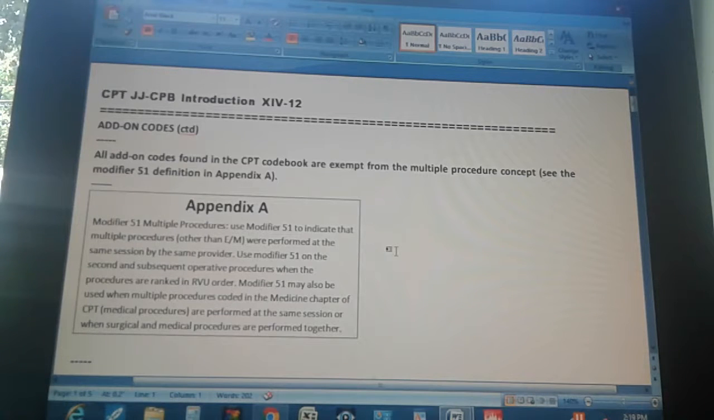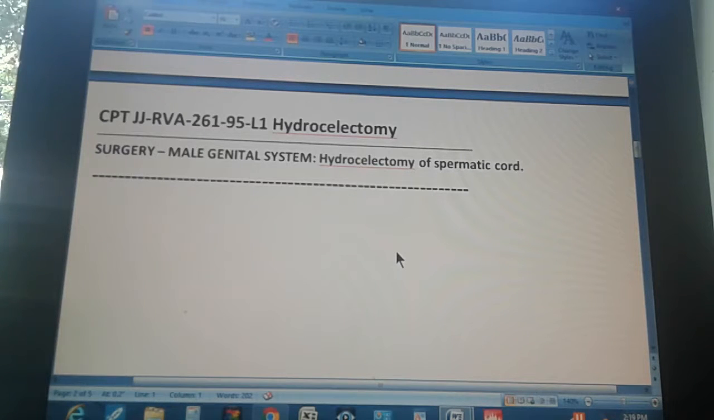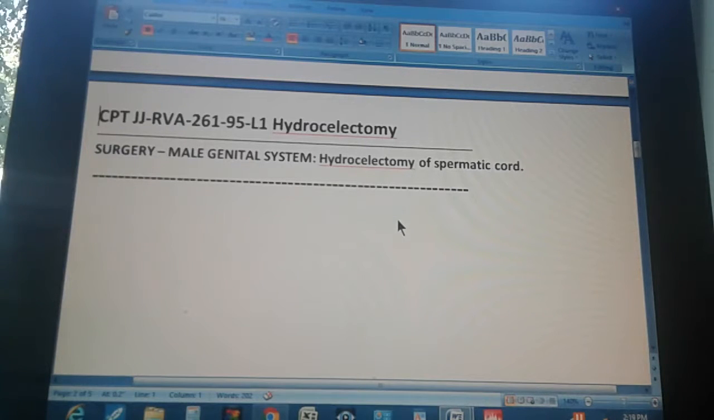Now let's do a problem. So ready, set, go. Okay, this is CPT JJ-RVA, page 261, exercise 95, and this is a level 1 exercise, and the title is hydrocelectomy. Hydrocelectomy, right? It's a hydrocele and you take it out, right? And the text reads, surgical male genital system, hydrocelectomy of spermatic cord. Of spermatic cord, okay? So that is the procedure.